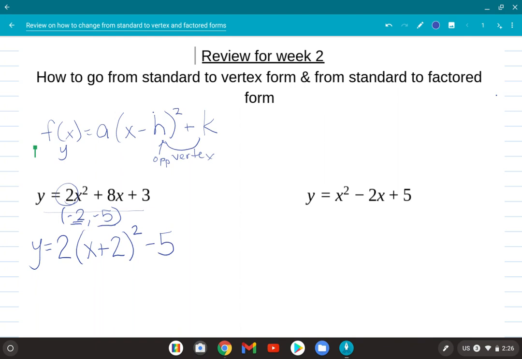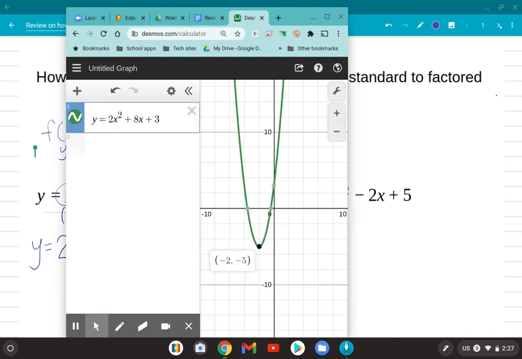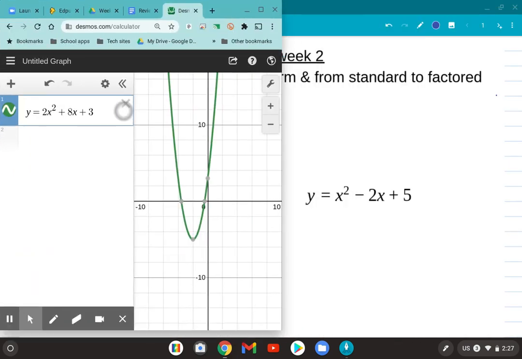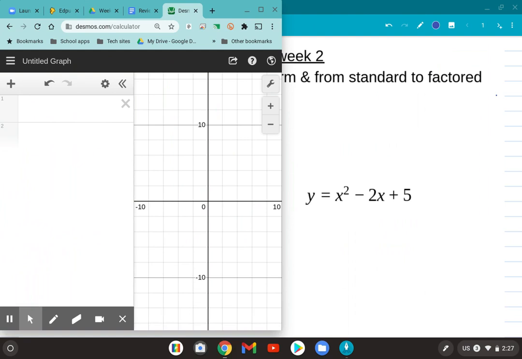Now I'm going to do the same thing with the next one. So I need to have my Desmos up so I can type it in. And I'm going to put it in. So y equals x squared minus 2x plus 5. Find my vertex, and it's going to be (1, 4).